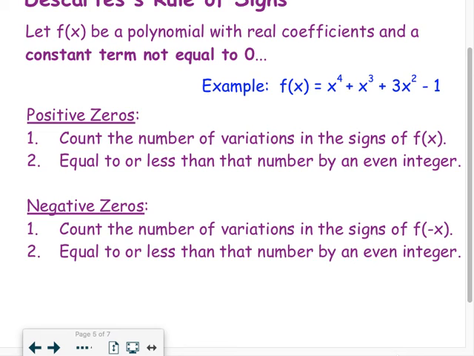Notice as you're writing the rules for positive and negative that you have 2 different function notations, so you'll have to pay attention to that.